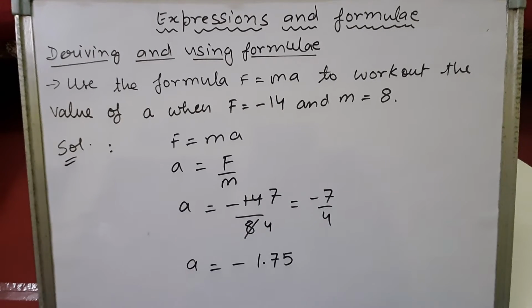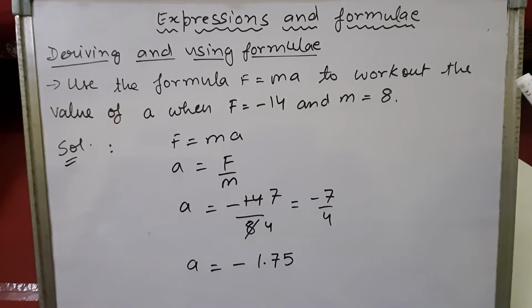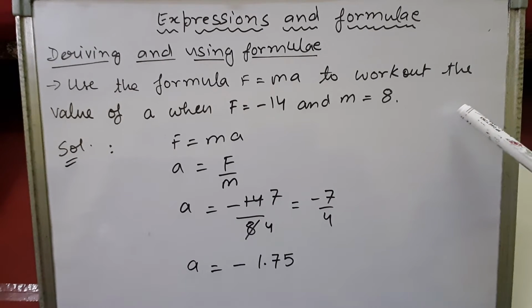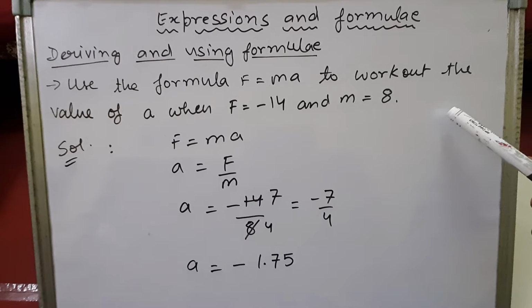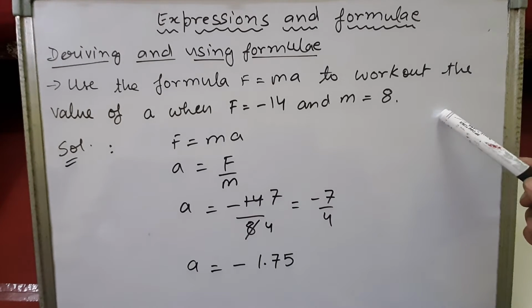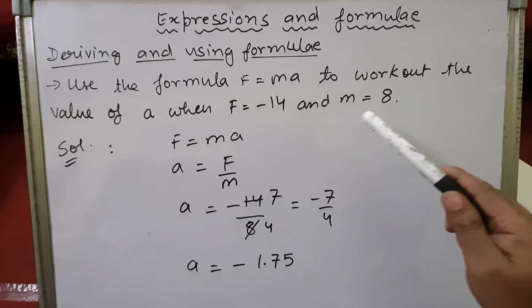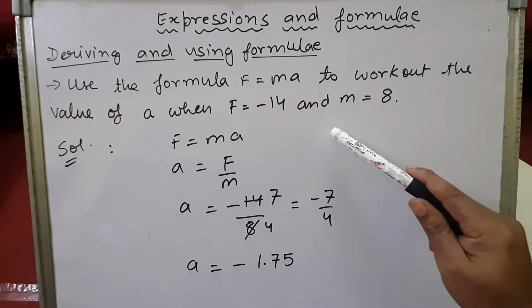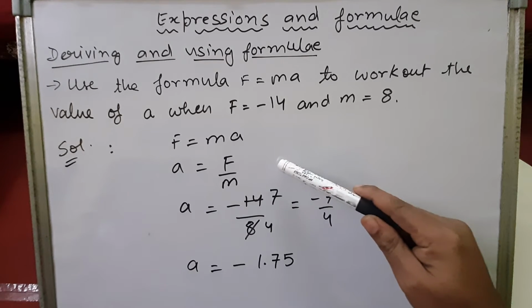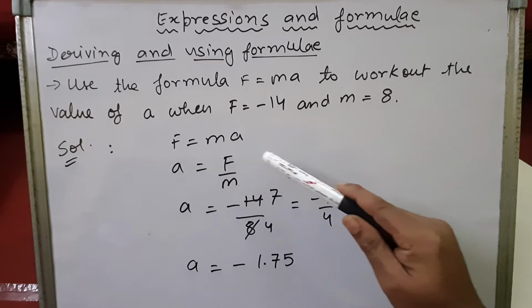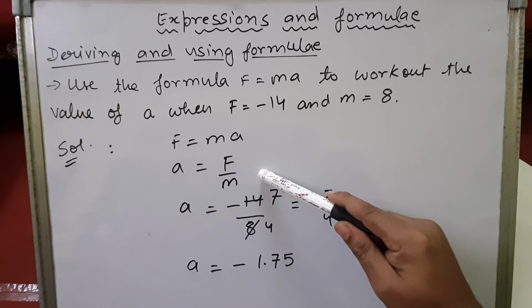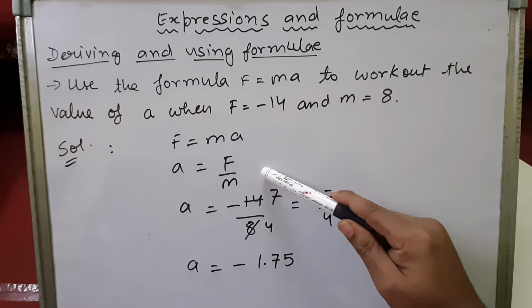Let's see another sum, children. In this sum it is given to use the formula F equals M upon A to work out the value of A when F is minus 14 and M is 8. Now we have to calculate the value of A, and in the formula the subject is F. To make A the subject, we cross multiply M here. So when we cross multiply M, we get A equals F upon M. We got the formula with A as the subject, right?